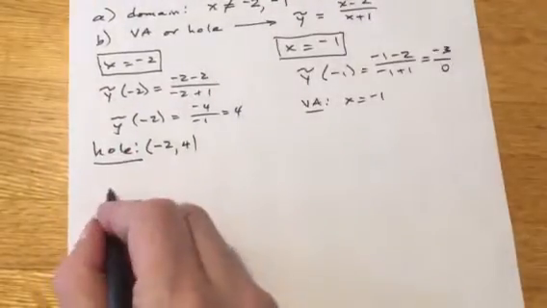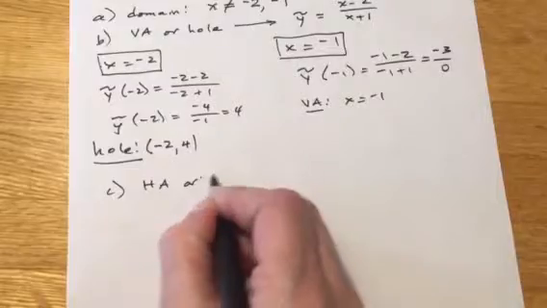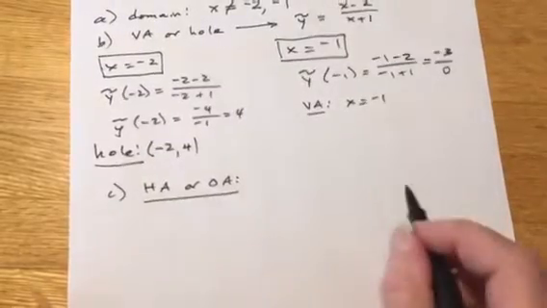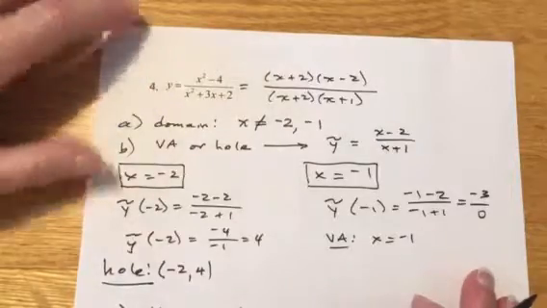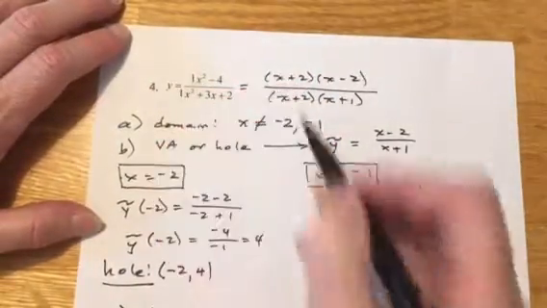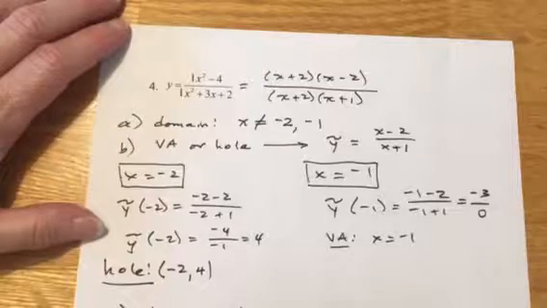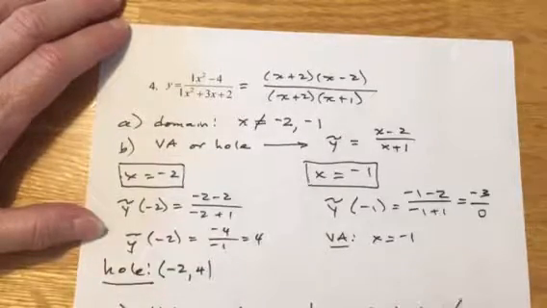All right, we check for horizontal asymptotes or oblique asymptotes. Remember, you're looking at the leading coefficients. Since the degrees are tied here, we take the ratio of leading coefficients, which is 1 over 1. So we have a horizontal asymptote at y = 1.